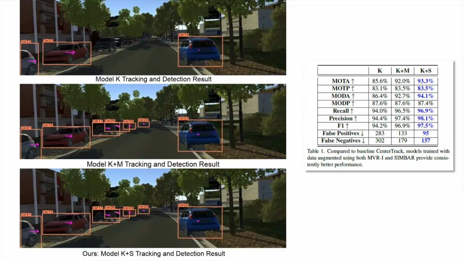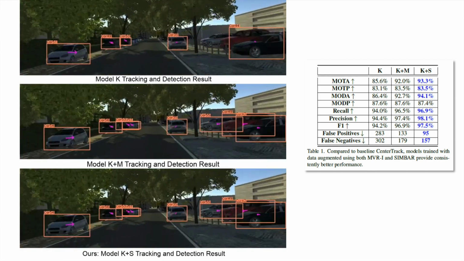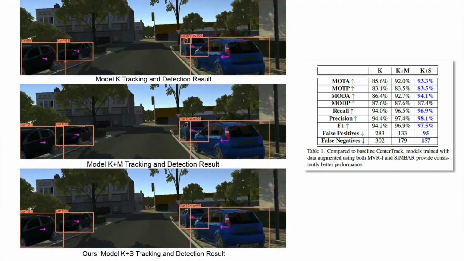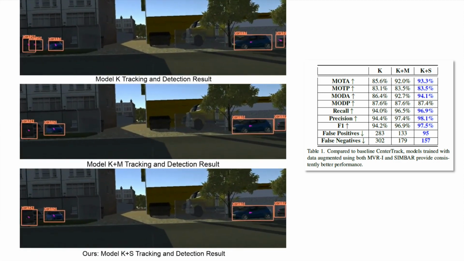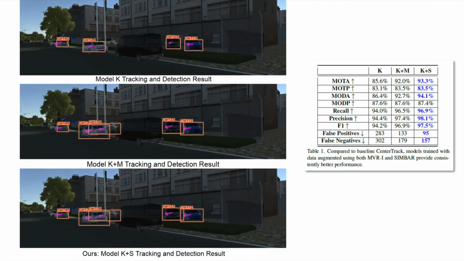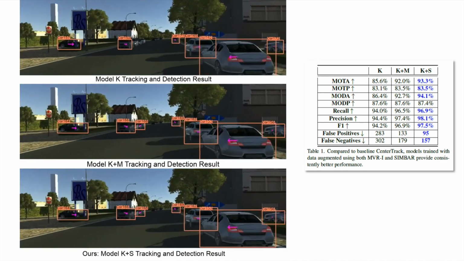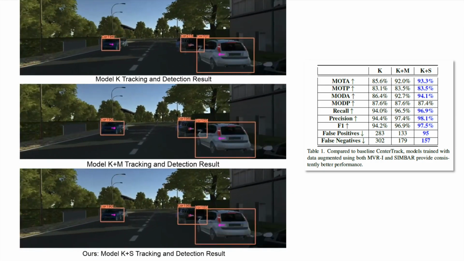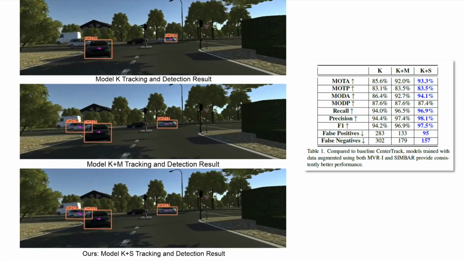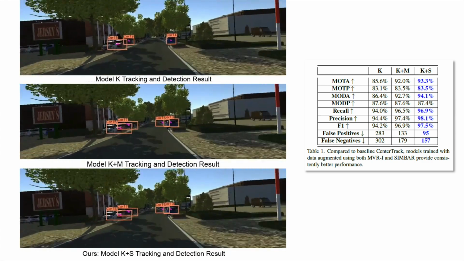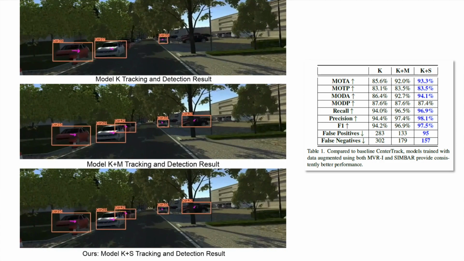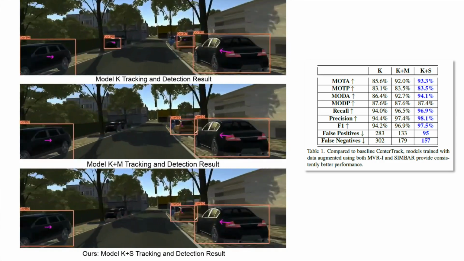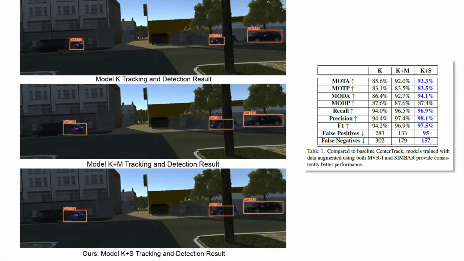Looking at the inference visualization on the left, the baseline CenterTrack model K has the greatest number of false positives and false negatives. Our model trained with KITTI augmented with SIMBAR, K plus S, has overall the best performance. Quantitatively, we report that the CenterTrack model trained on KITTI augmented with SIMBAR achieves the highest MOTA of 93.3%, a 9% relative improvement over the baseline MOTA. This model has also achieved the MOTA of 94.1%, again an impressive 8.9% relative improvement over the baseline MOTA.